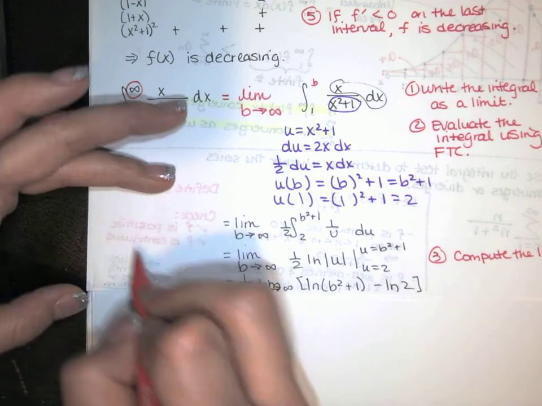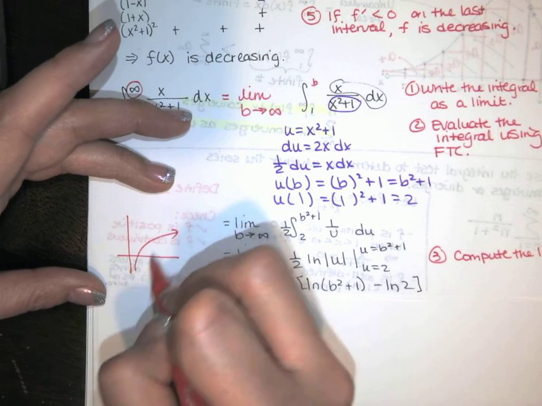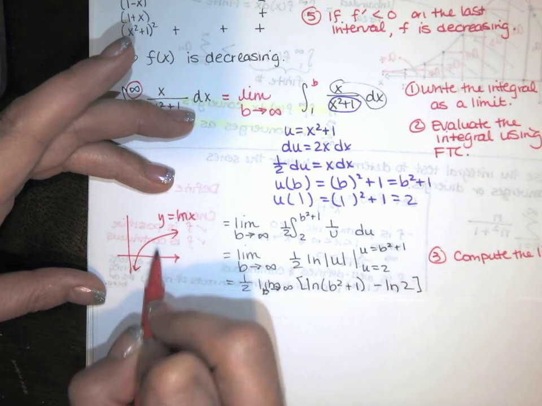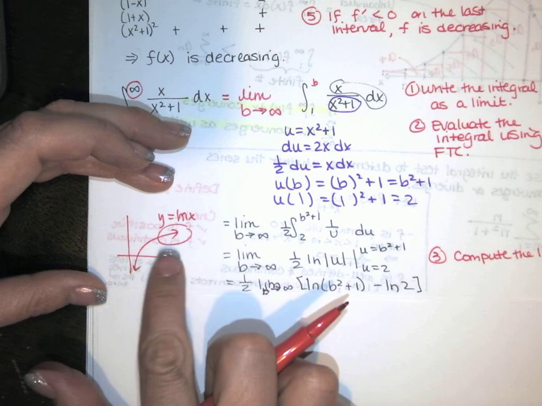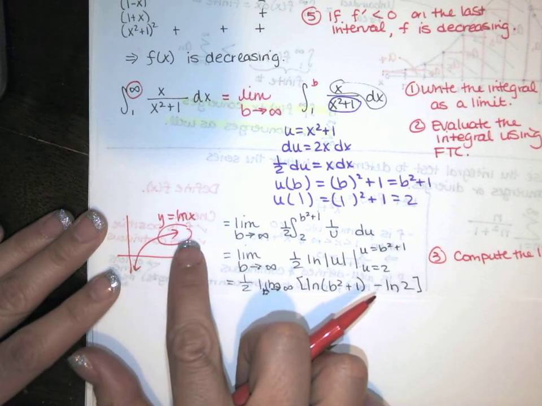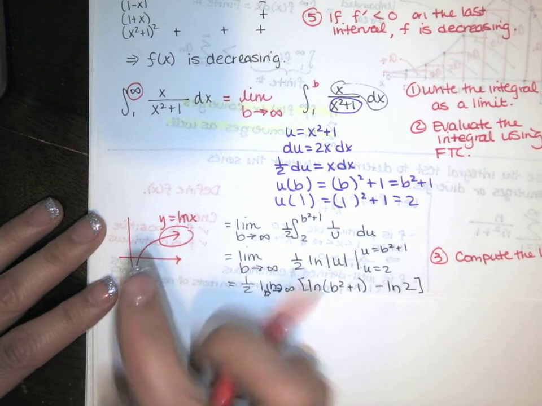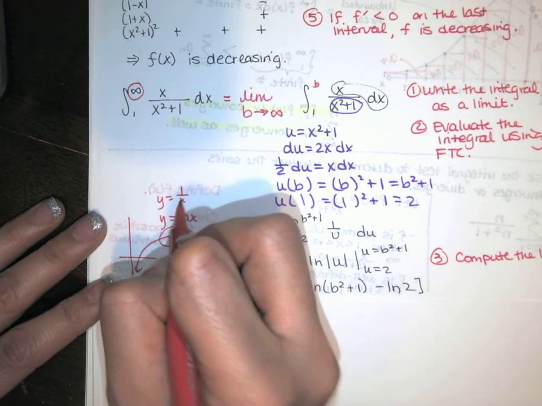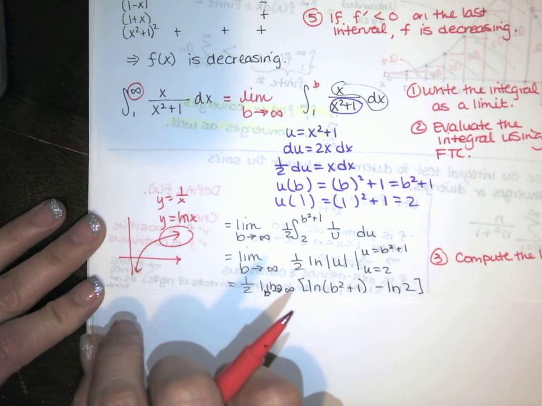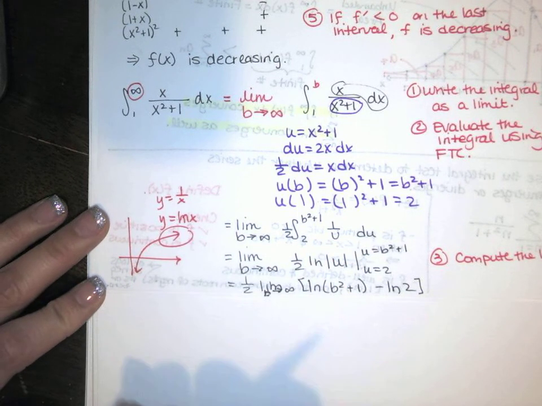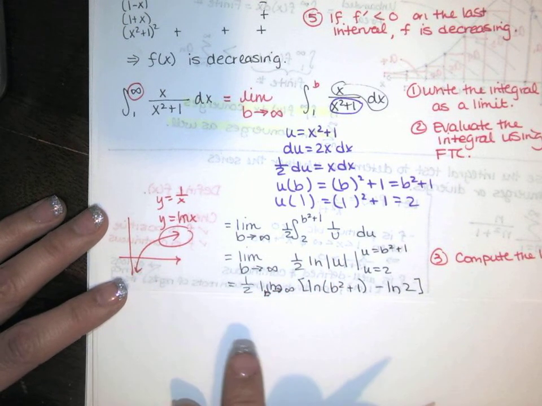As b goes to infinity, remember natural log looks like this. As what's inside goes to infinity, the y values on the graph of natural log of x keep going to infinity. They go very slowly. It's growing very, very slowly. Remember that slope is 1 over x. This is a tiny slope when x is large. If x is 100, that's 1 over 100. It's just crawling to infinity, but it's going to infinity.